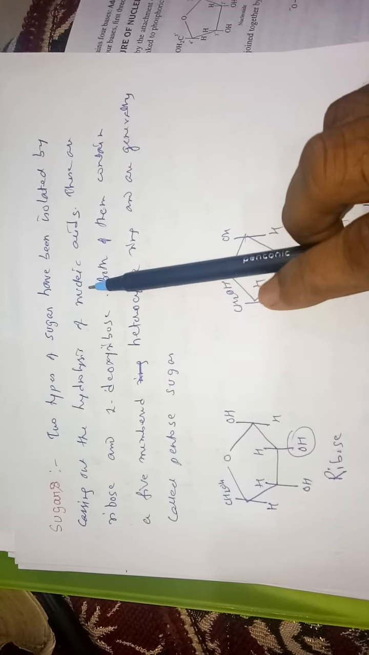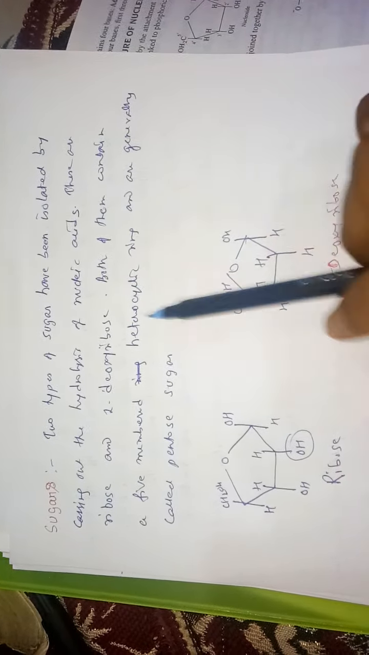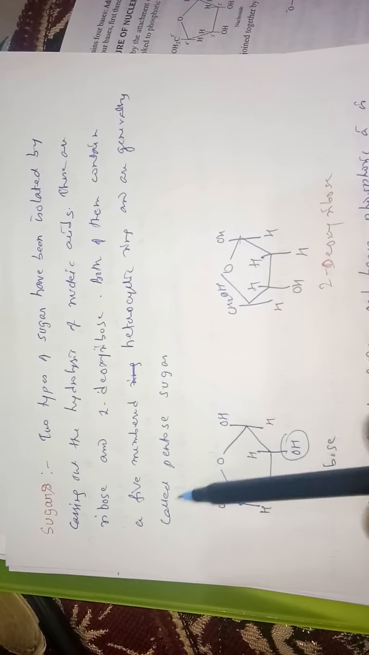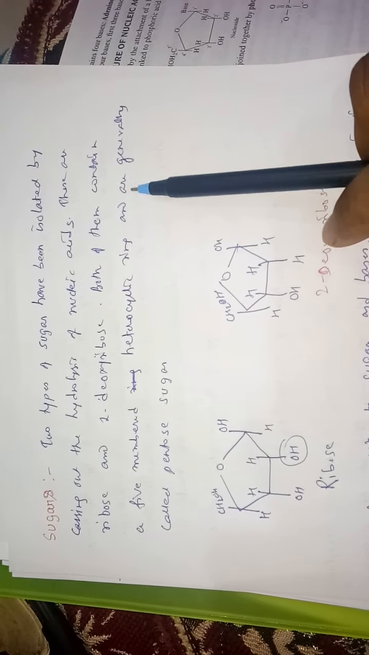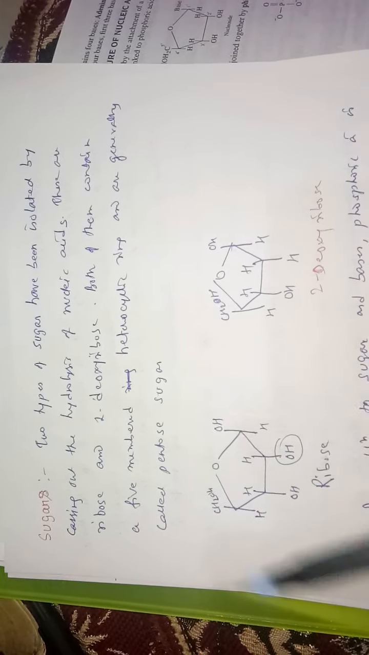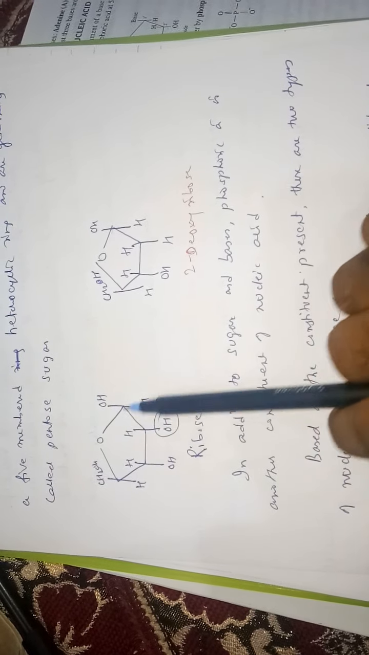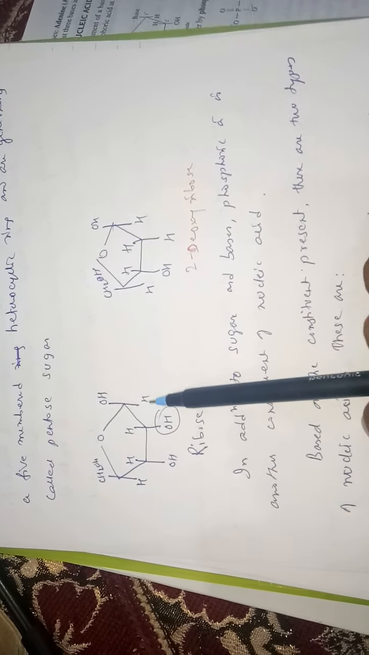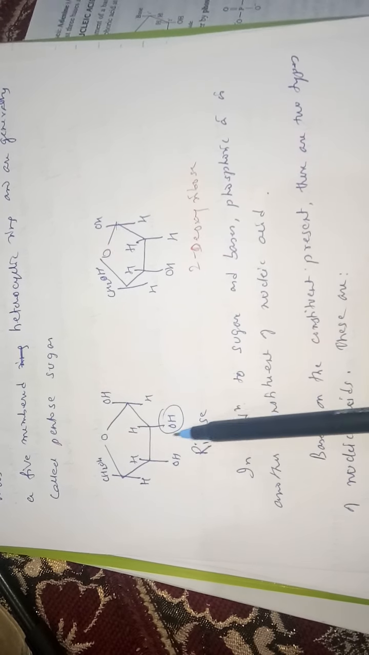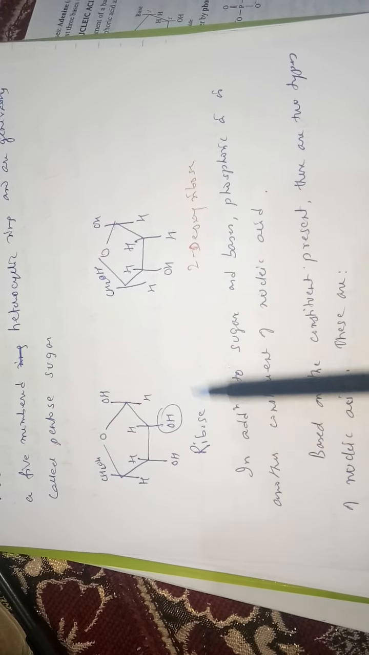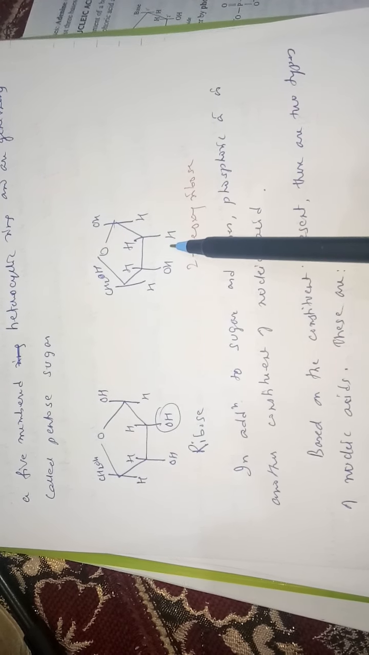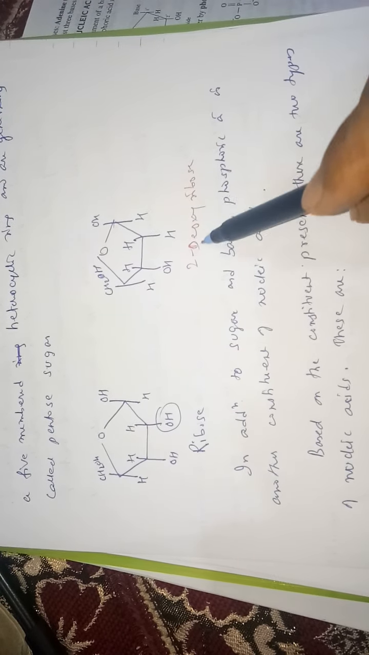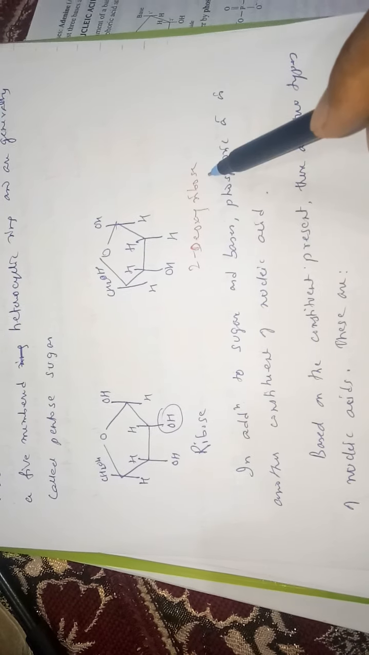The second component is sugar. Bases we have discussed, 5 bases are there. On hydrolysis of nucleic acid we get two types of sugar. One is ribose, another one is deoxyribose. Both contain a 5-membered heterocyclic ring and are generally called pentose sugars. This is a 5-membered ring, 1, 2, 3, 4, 5. If it contains OH in the second position, H and OH, that is called ribose. And if there is no oxygen, meaning deoxy, without oxygen, then this is called 2-deoxyribose.